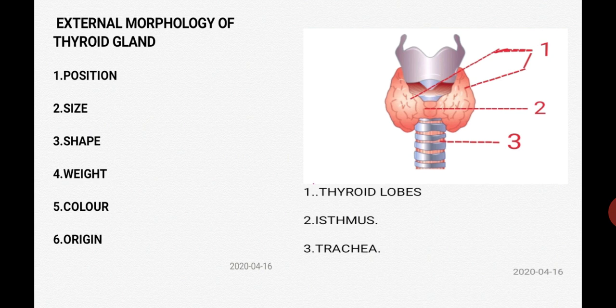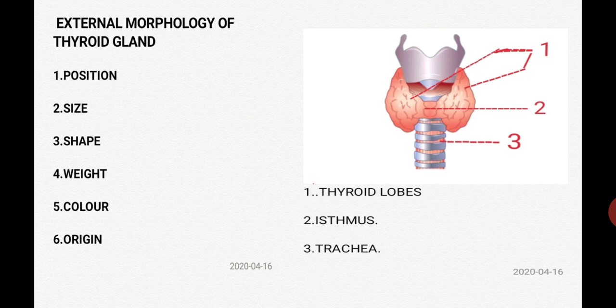So for the position, you have to use these 3 points. Point number 1, it is situated in the anterior region of the neck. Number 2, just below the larynx. And number 3, it is located ventrolateral, meaning ventral and lateral side to the trachea. This is called the position of the thyroid gland. Size. The size of the thyroid gland is 5 into 3 centimeter.